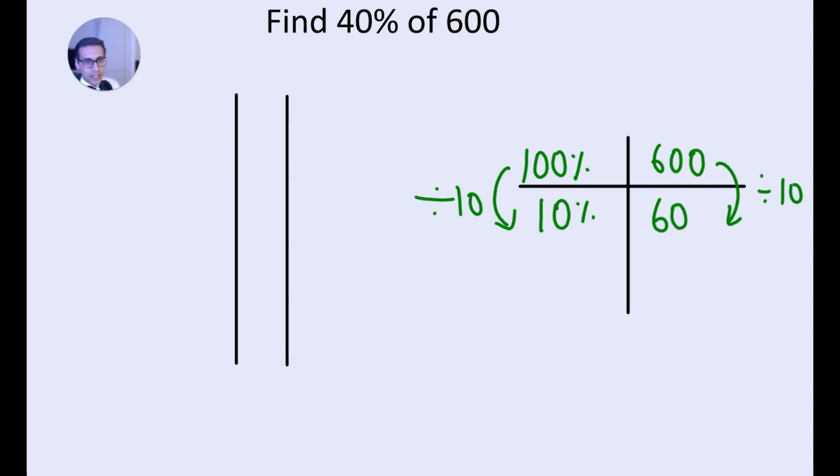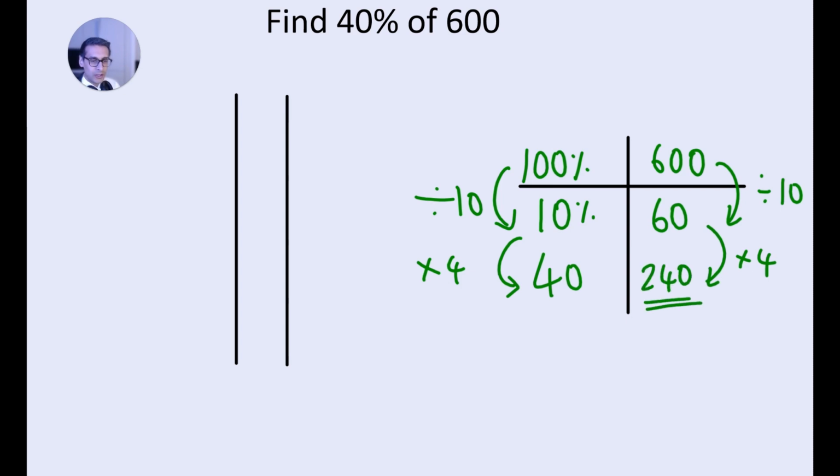And then we need to work out 40%. So we're going to multiply both sides by 4. So times 4. 60 times 4, which is 240. And that's your answer. 240. And we're going to use a double number line.